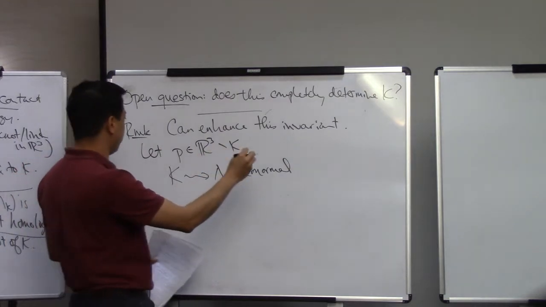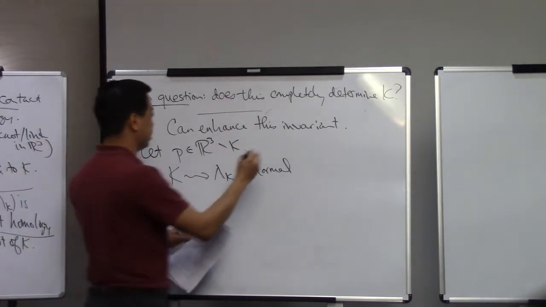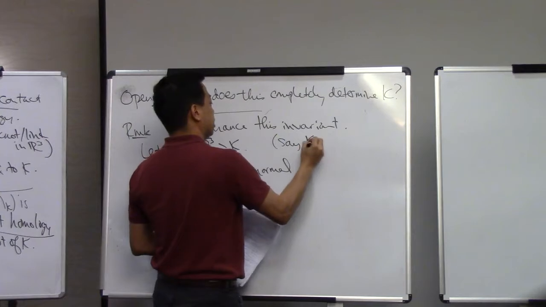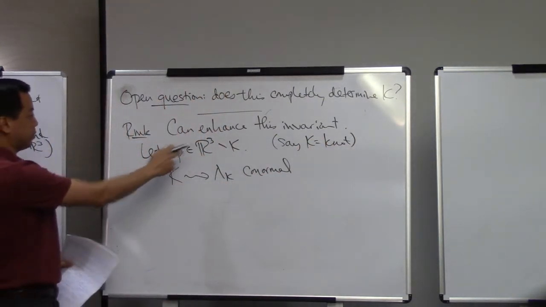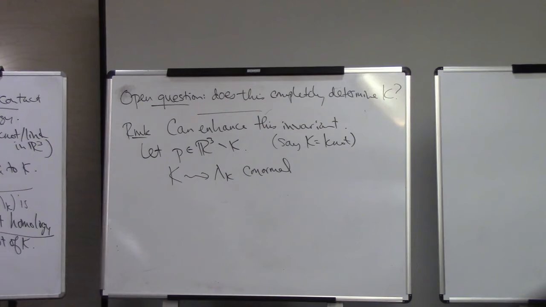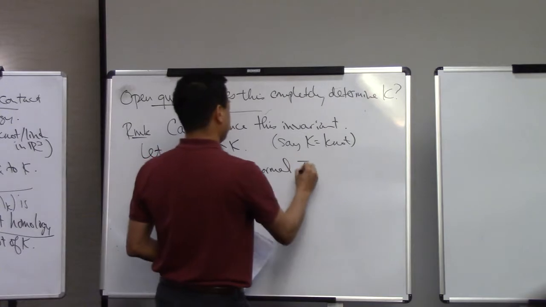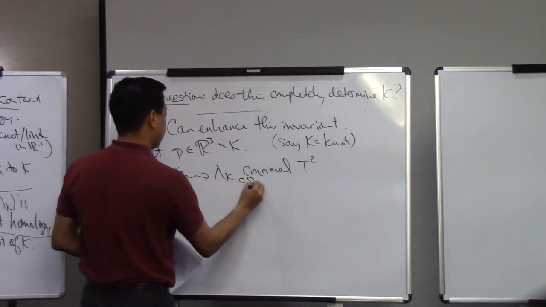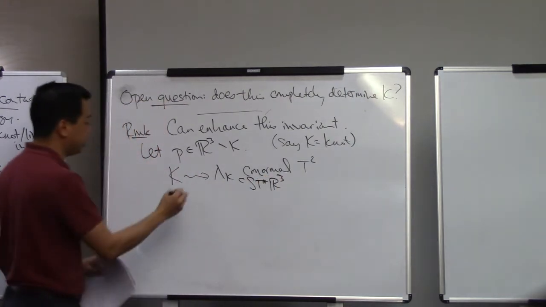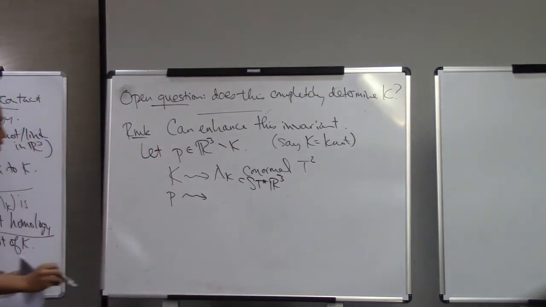I'm going to be assuming for a bit that K is a knot, as opposed to a multi-component link. K gives this conormal, which is topologically a 2-torus. This sits inside the unit cotangent bundle of R3. But the point P itself also has a conormal.